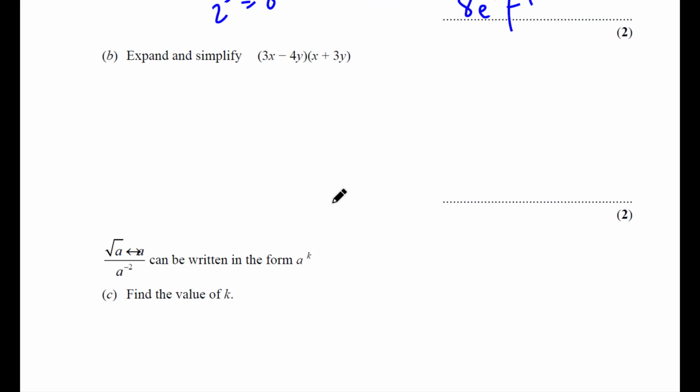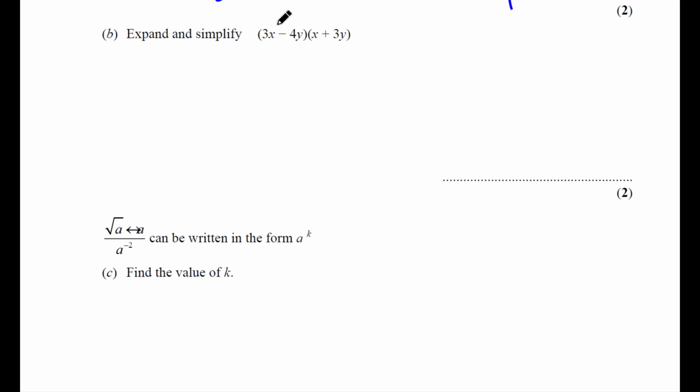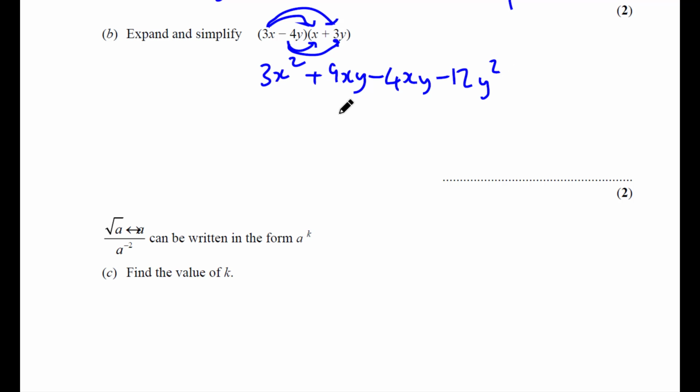Expand and simplify. So I'm going to get 3x squared as the first term. Do the method. Plus 9xy minus 4xy. Remember, we multiply the numbers, then the letters, minus 12y squared. What can we simplify? The middle. So the final answer is 3x squared plus 5xy minus 12y squared.